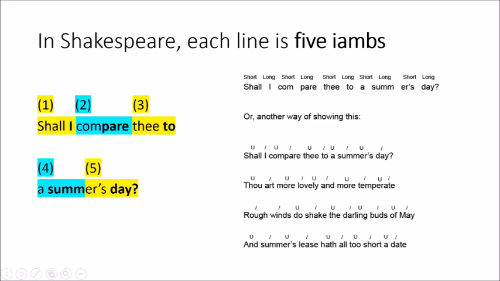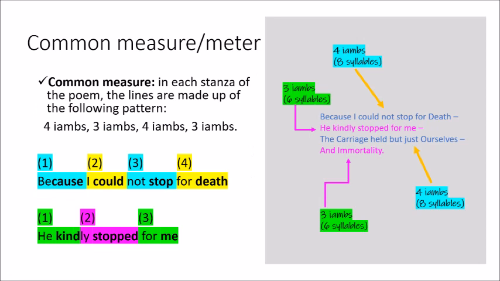So when you say, "Shall I compare thee to a summer's day? Thou art more lovely and more temperate." Those are iambs, 5. Iambs, 5. So Emily Dickinson does something similar, but not quite the same as Shakespeare. And what she does, and what common meter is, is using one line of 4 iambs, followed by one line of 3 iambs, followed by 4 iambs, followed by 3 iambs. So one stanza in common meter or common measure is 4, 3, 4, 3, each line having that number of iambs.